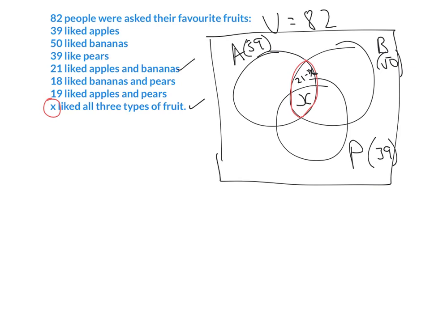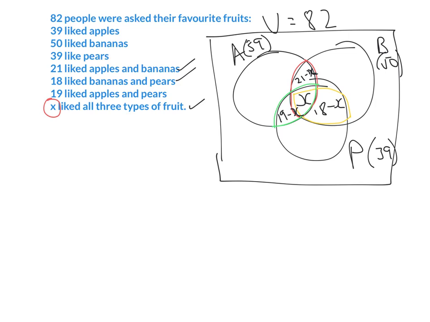Then we're told that 18 liked bananas and pears. So let's think about where bananas and pears are going to be. It's in here. And again, we don't know what X is, so we can just write down 18 minus X. And finally, we're told that 19 liked apples and pears. So let's look at where that would be. And so we need to think about the fact that the entire intersection is 19. So therefore, this section is going to be 19 minus X. And apologies, I should have drawn that Venn diagram slightly bigger, but hopefully you get the idea.